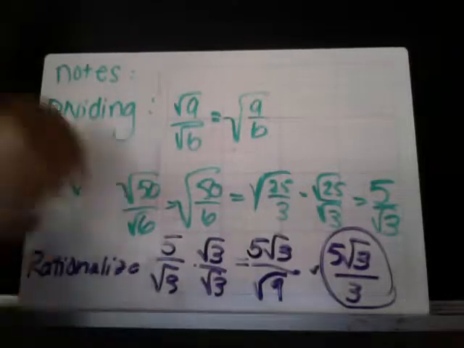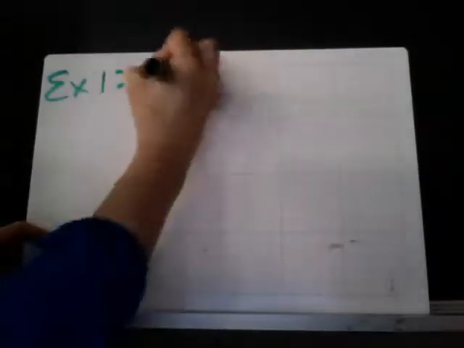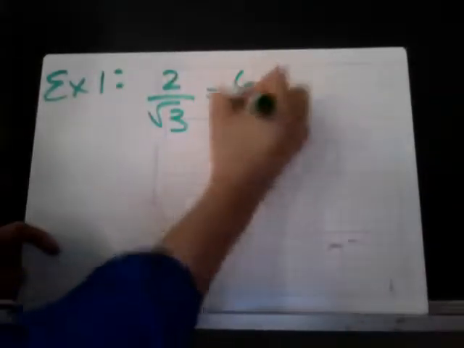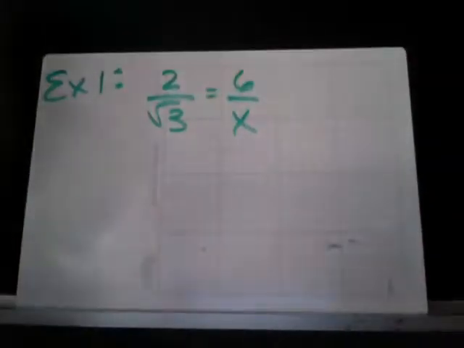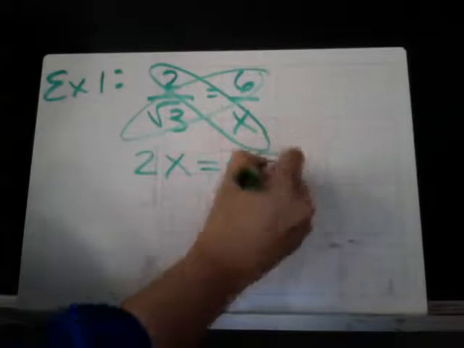So I've got 4 examples for you guys, and then you have several opportunities to practice today. So our first example here, again, our goal is to solve equations with radicals in them. So if I were looking at this proportion here, 2 divided by the square root of 3 equals 6 divided by the square root of x. You guys are very familiar with proportions. You can solve a proportion by cross multiplying. That means that your cross products are equal. So the product of 2 and x is equal to the product of 6 square roots of 3.